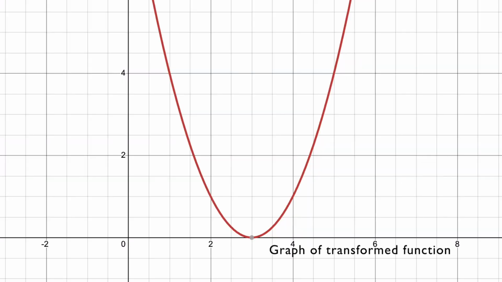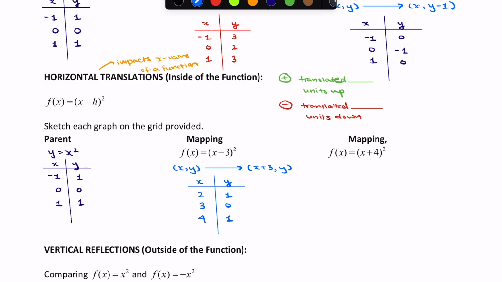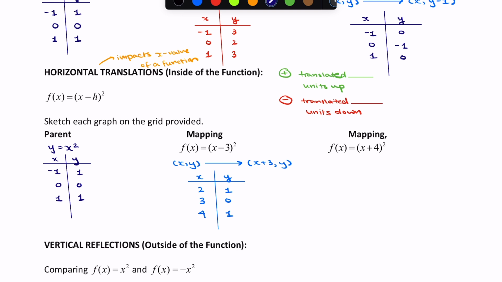Here, our next transform function is f(x) = (x + 4)². If we have our original parent function (x, y), here it gets transformed. Again, it's the opposite from what's inside the bracket. So here it'll be x - 4, and then the y values.